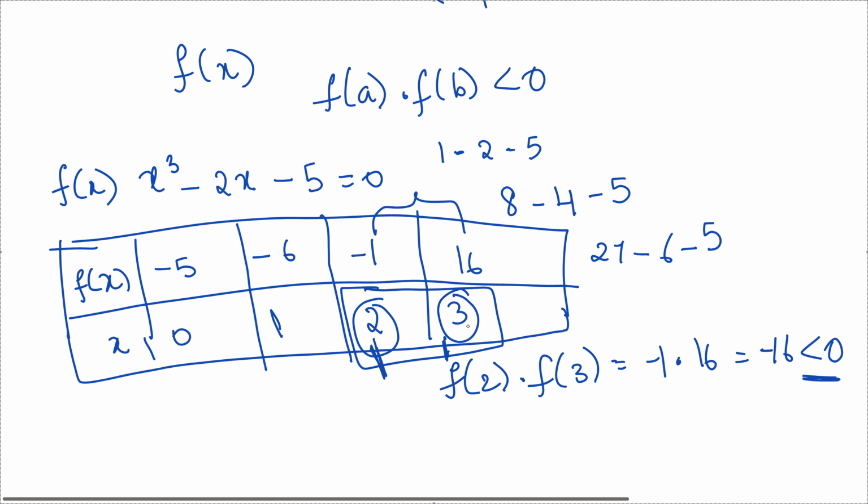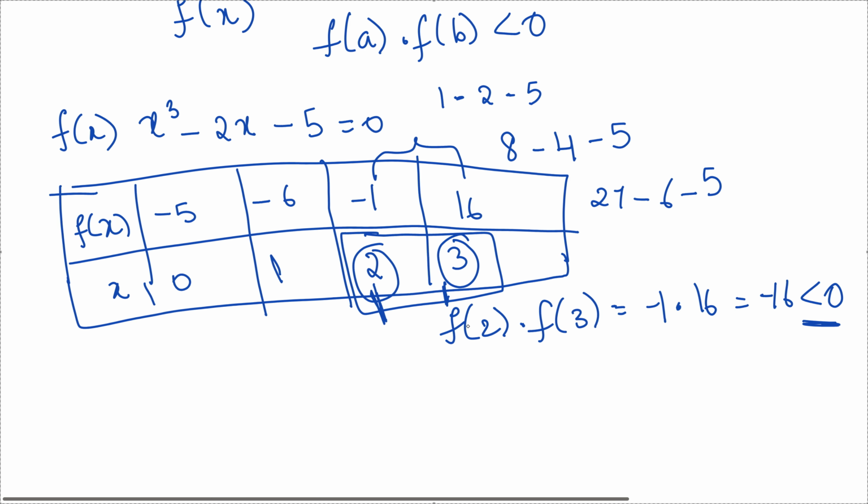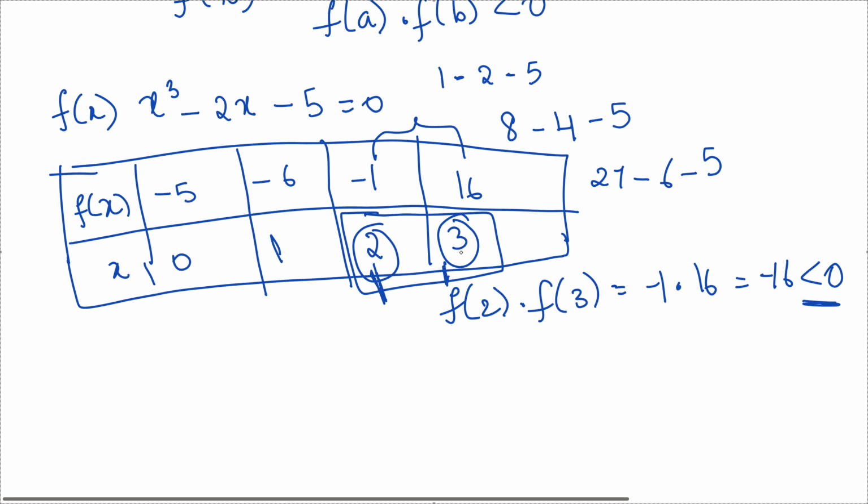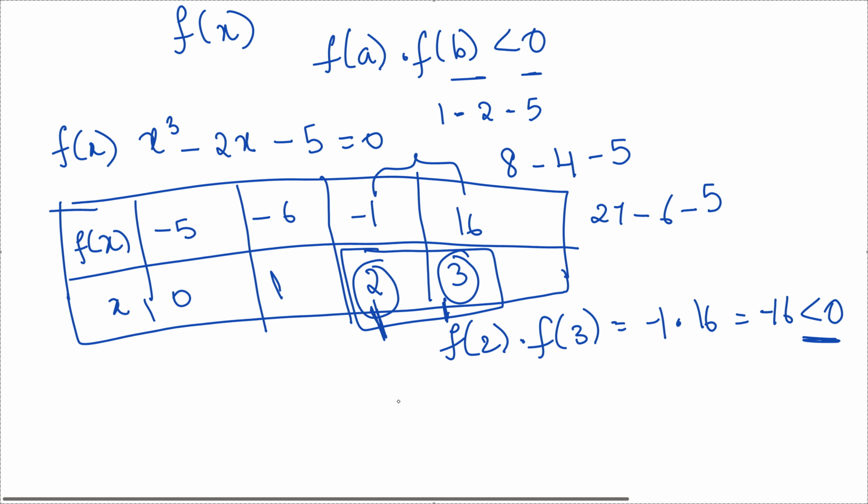Okay, that is the first thing which we have to consider. So we have to find out the points a and b such that f of a into f of b will be less than 0. So if you get the root, f of root directly gives you 0, correct? If you know the value of x, if you know the root, the value should directly result in 0. But if it is giving less than 0, that means the root lies between this interval.